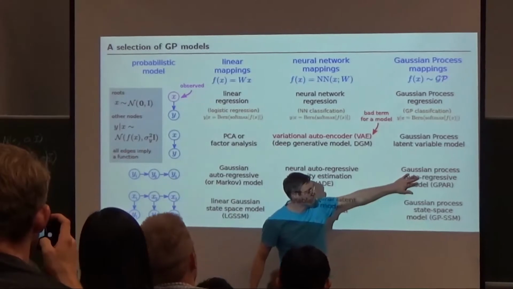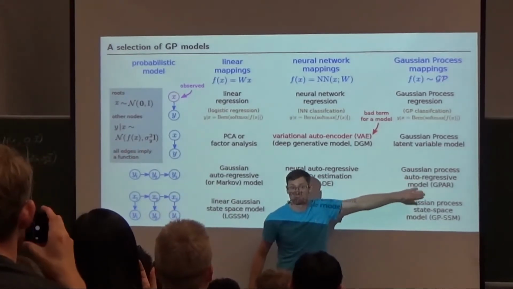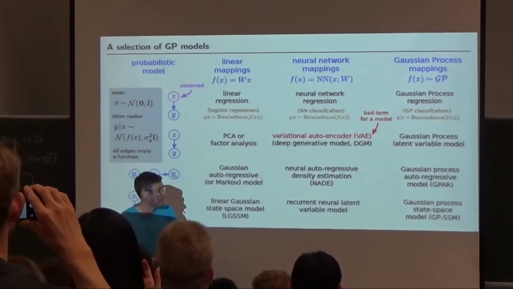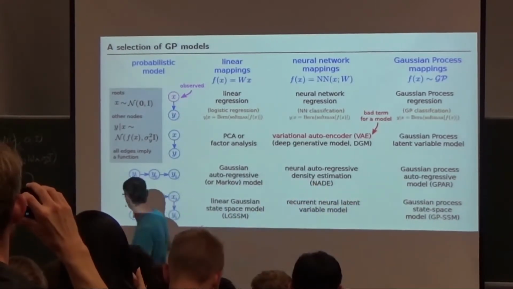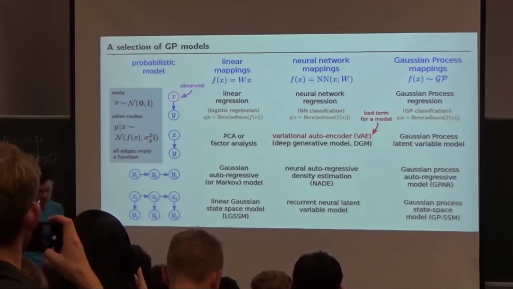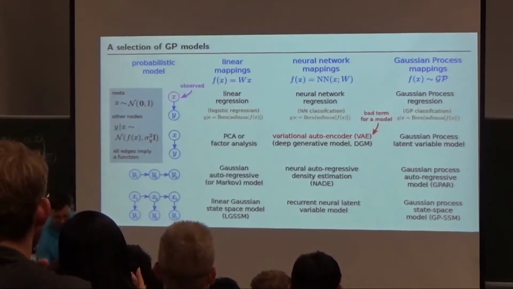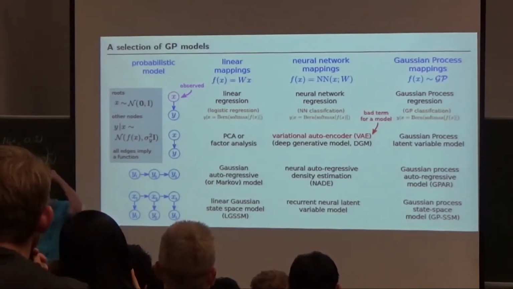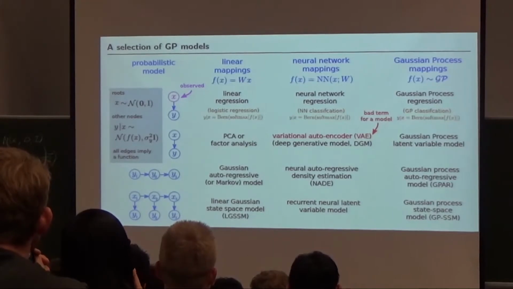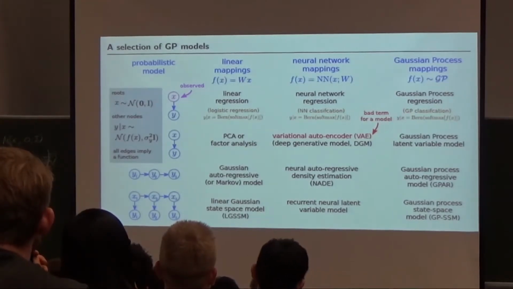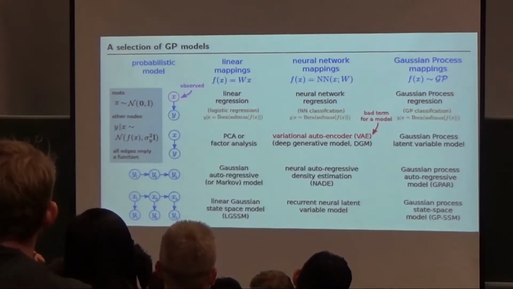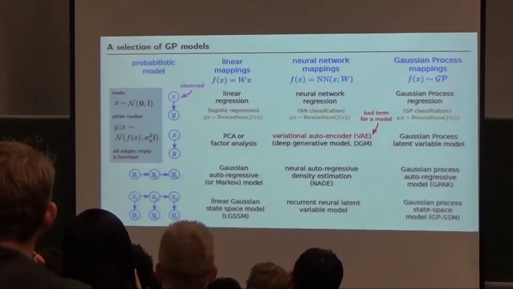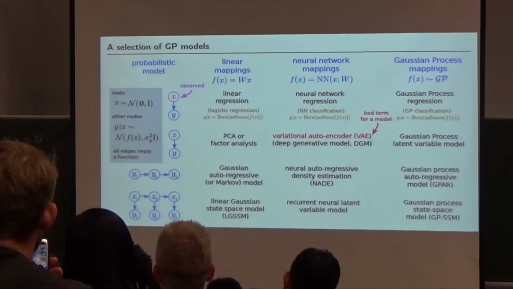Gaussian process autoregressive models are popular in control, and the ones at the bottom are called Gaussian process state space models, where every edge has a Gaussian process attached to it. The point I wanted to make is that whenever you've got a nonlinear function, it's up for grabs for replacing it with a Gaussian process. We'll talk about reasons why you may or may not want to do that in a slide or so's time.